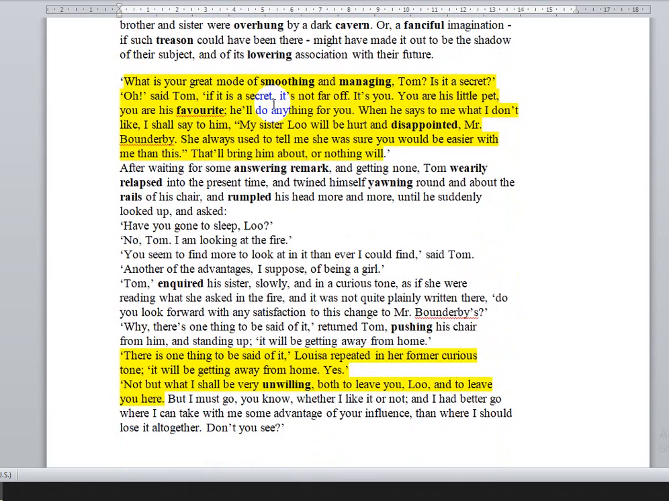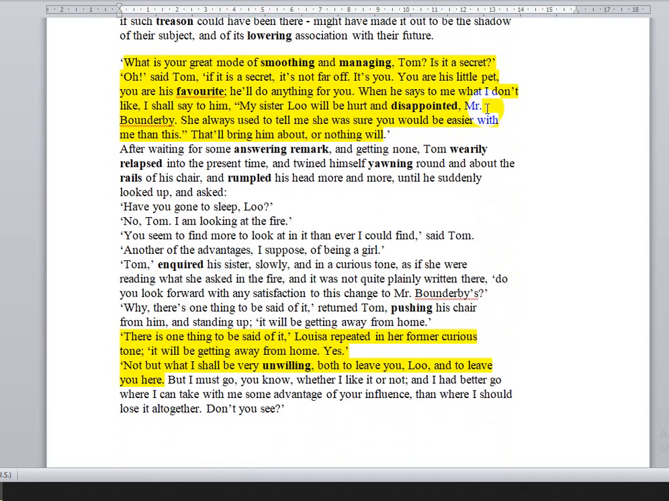What is your great mode of smoothing and managing, Tom? It is a secret, said Tom. It is not far off. This is Louisa and Tom, how he plans to manage his own life.